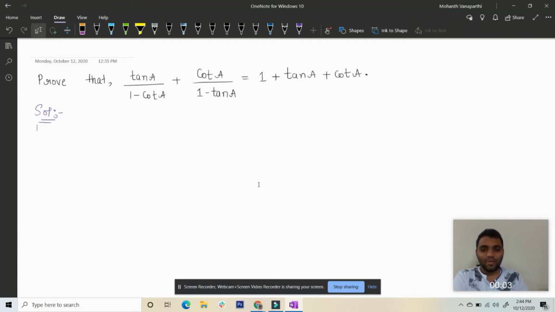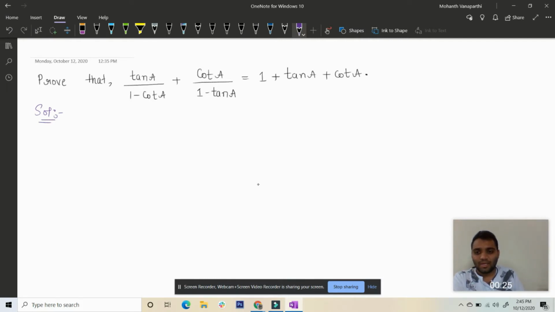Hello, the given question statement is: prove that tan A divided by 1 minus cot A plus cot A divided by 1 minus tan A is equal to 1 plus tan A plus cot A. In these types of questions, we have to prove that the LHS part is equal to the RHS part. In order to prove that, first I am taking the LHS part.